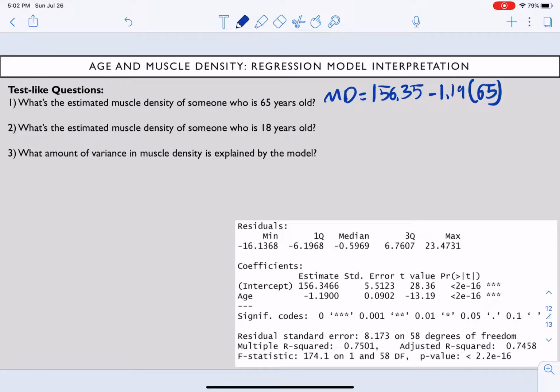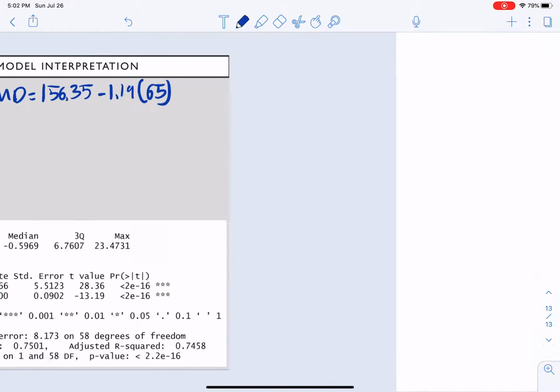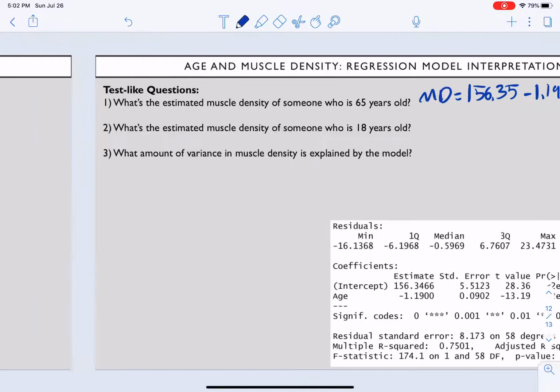Okay. And it is 156.35 minus 1.19 times 65. Very cool. So our muscle density, and let me just make sure, yeah, cool. Our muscle density would be, I can't remember the units, and that's okay, 79 units, we'll say. Very cool. All right, and we can kind of confirm that too by coming over to our trusty dusty scatter plot.